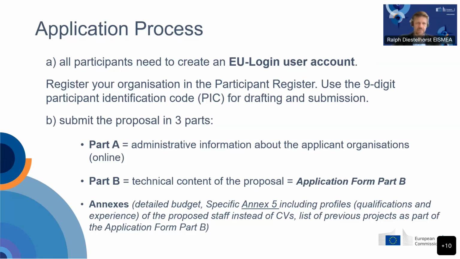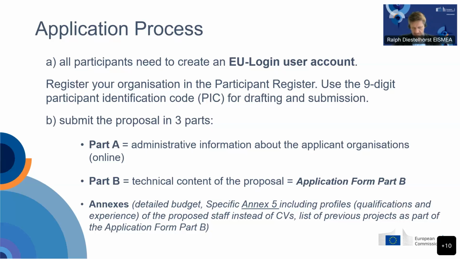Then there's a part B. The technical content describes in detail the activities, who is on board, why you have selected these consortium members, etc. And this is to be encoded in a Microsoft Word document. It's the application form part B.